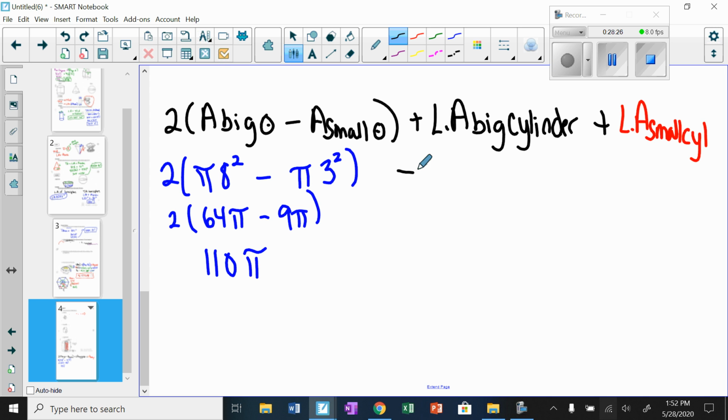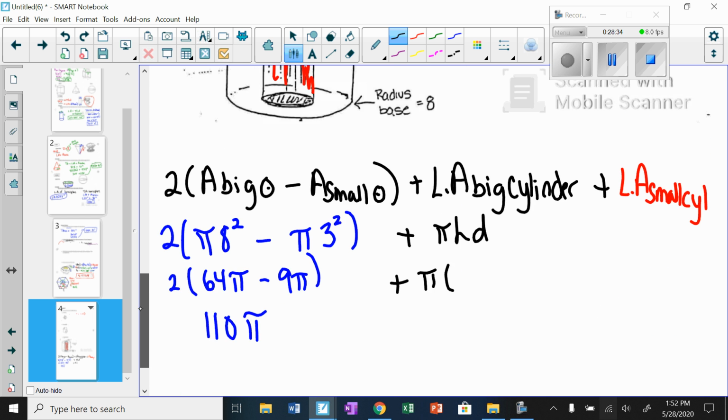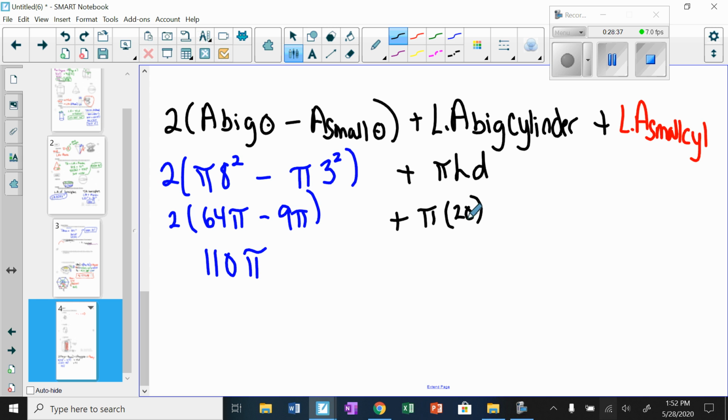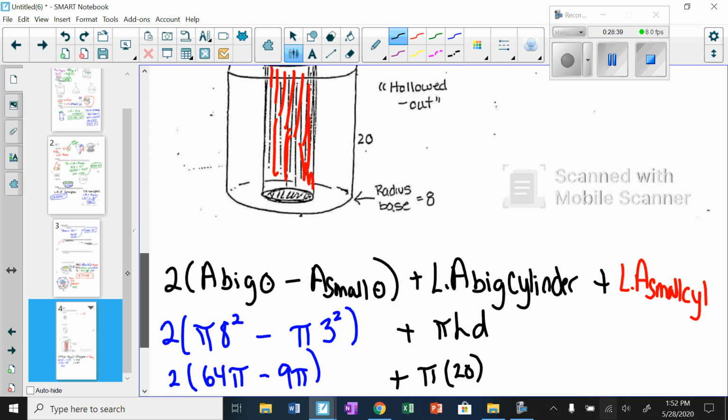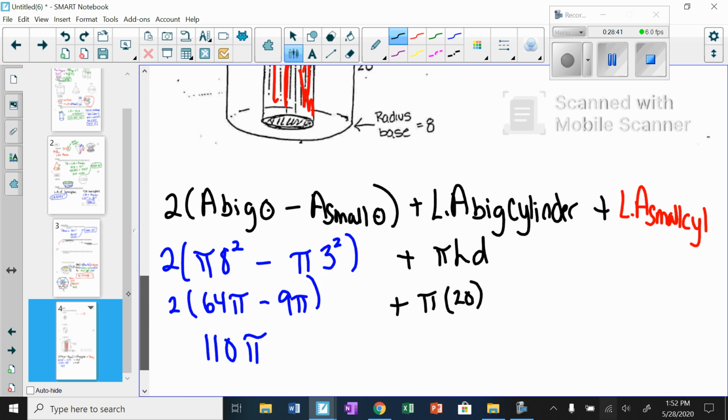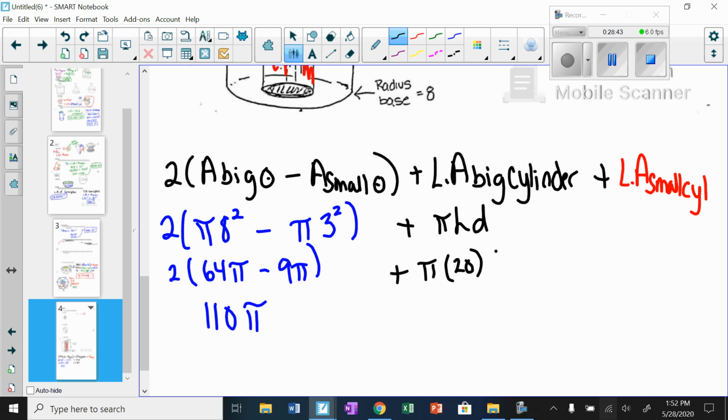Now let's find the lateral area of the big cylinder, which is pi h d. So pi, our height of the cylinder is 20. And our diameter of the big cylinder is 8 times 2, which is 16. This is going to be plus 20 times 16 is 320 pi.